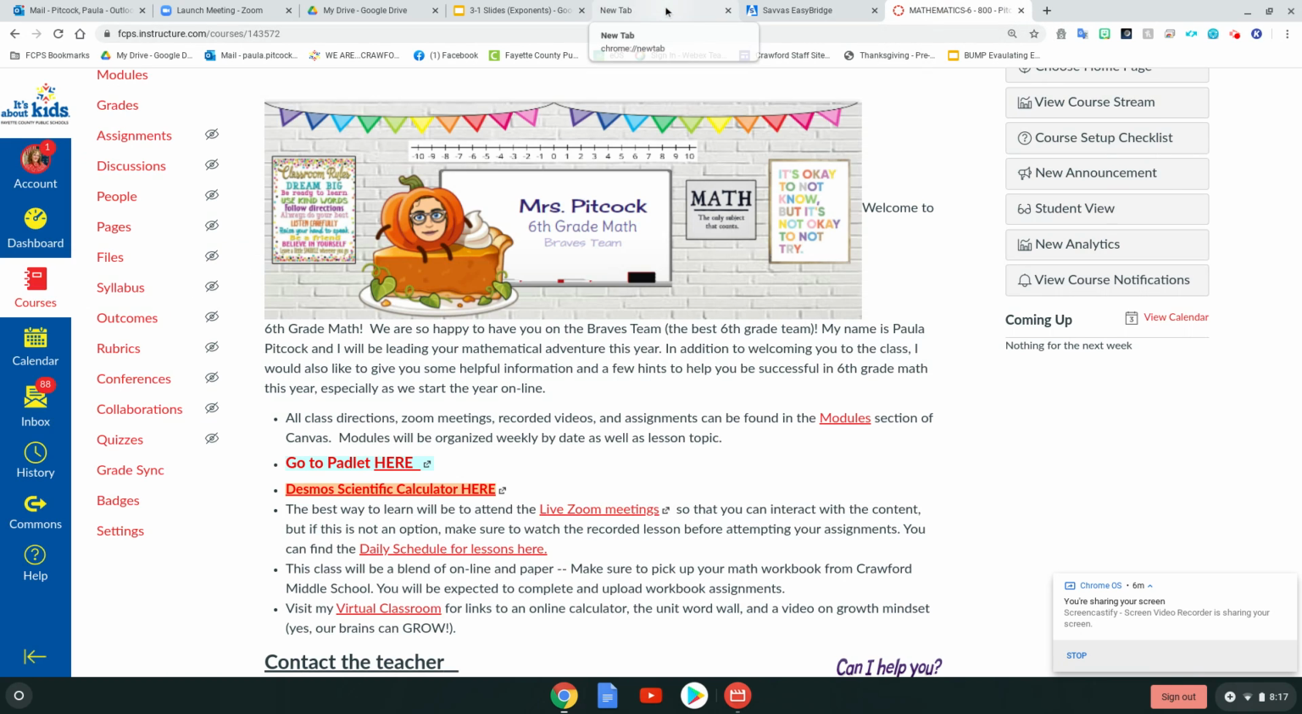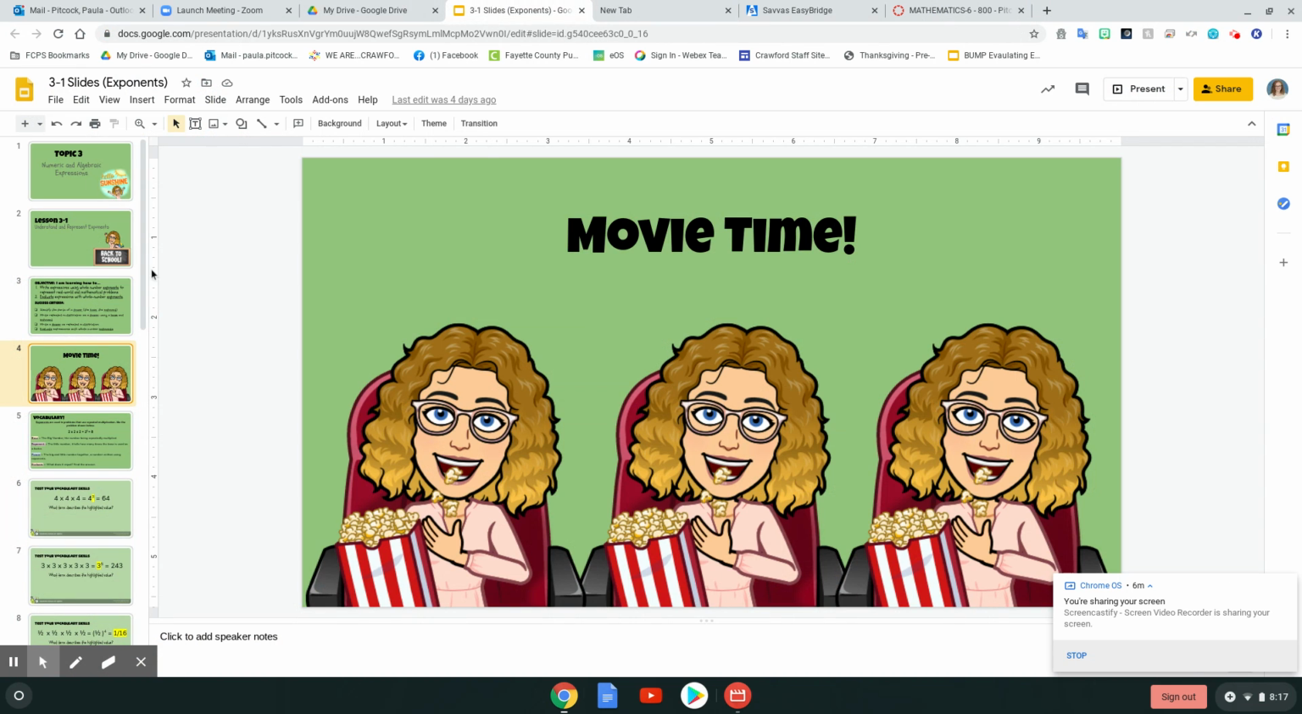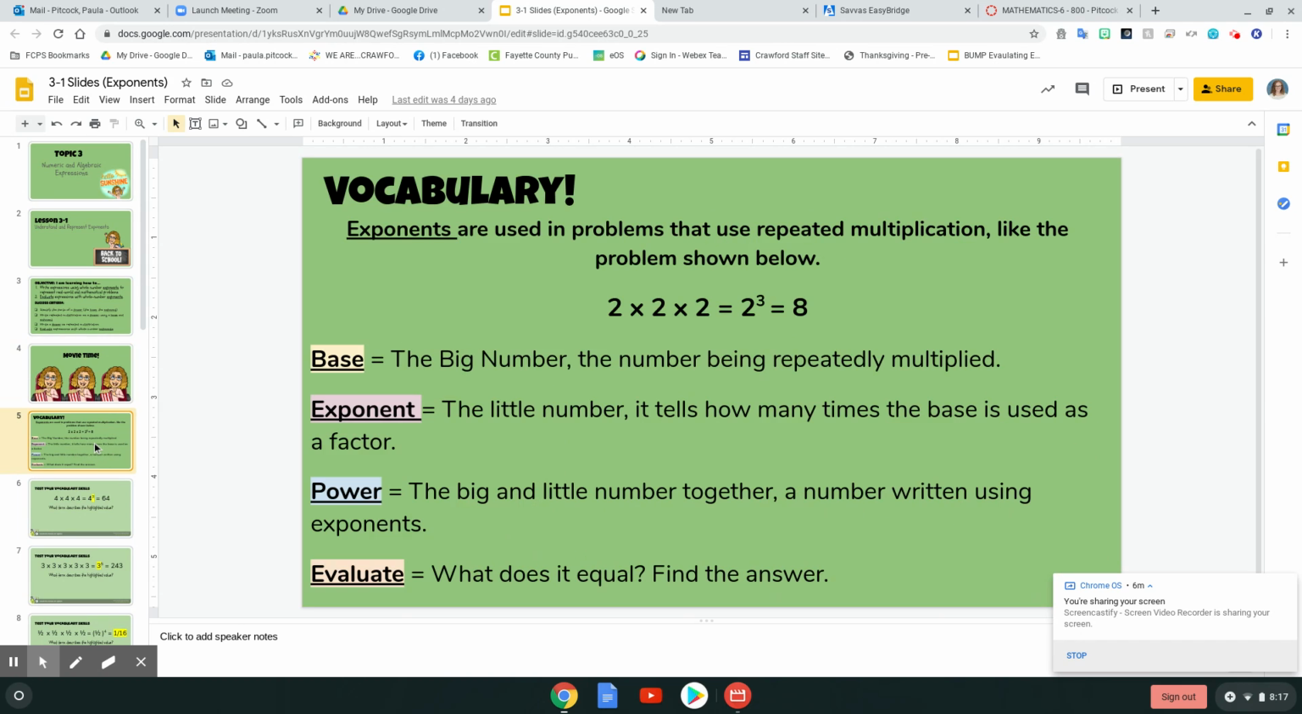Okay, let's go back to our slides. They're over here. So the first thing we're going to talk about is the vocabulary. You're going to have some Pear Deck questions next that go over this vocabulary, but the exponents are used when you have problems that do repeated multiplication, like this right here. I had 2 times 2 times 2. It was repeated multiplication.